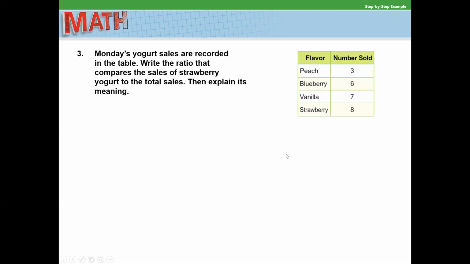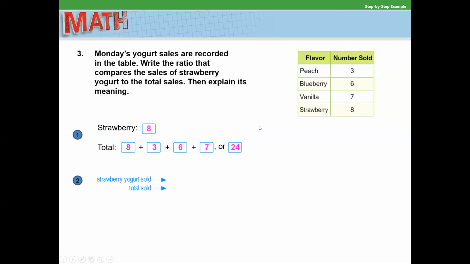Monday's yogurt sales are recorded in the table. Write the ratio that compares the sales of strawberry yogurt to the total sales. Then explain its meaning. So again, they ask us to compare the ratio of strawberries to the total. This is a part to the whole. So there are 8 strawberry, and all together you're going to add up 3 plus 6 plus 7 plus 8. And we get 24. So strawberry yogurt sold were 8 out of 24.